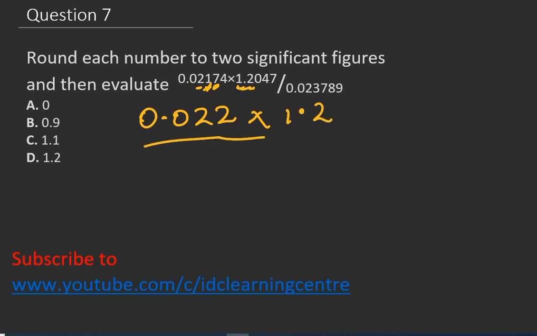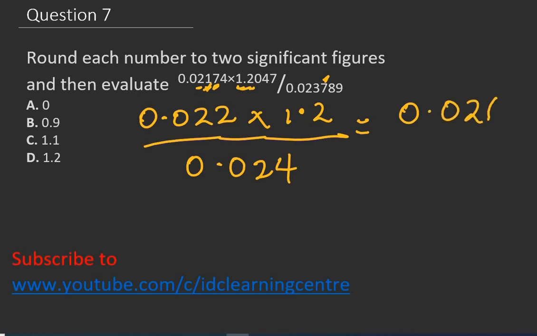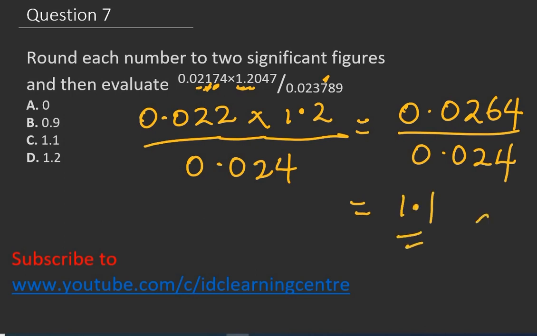Okay? Now divide this by 0.0. First significant figure is 2 and 3. But since I have 7 here, round off 7 to 1, add it to 3, 3 will give me 4. For the numerator, 0.022 times 1.2, what will it give you? If you punch it in your calculator, it will give us 0.0264 divided by 0.024. And if you divide through, this will give you 1.1, which is option C.